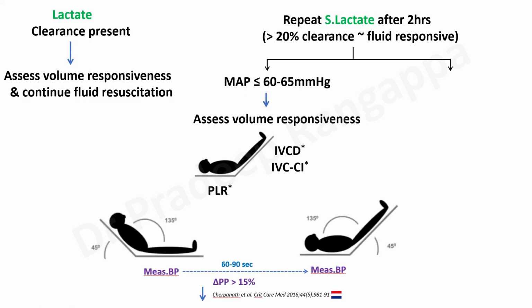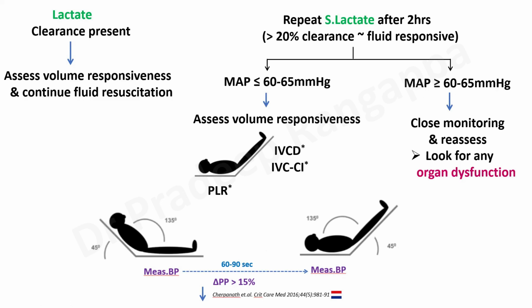Then in a resource limited setting, you can do delta pulse pressure, where you look at the pulse pressure in the supine position, and then you put the head down and you do a passive leg raising. Once you raise the legs, there is an auto fluid bolus of around 250 ml. Then leave it for 60 to 90 seconds and measure the blood pressure, look at the pulse pressure. If the pulse pressure has increased by more than 15%, then it means that there may be fluid responsiveness.